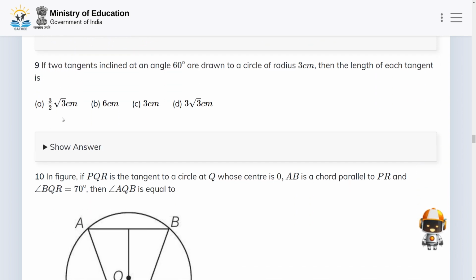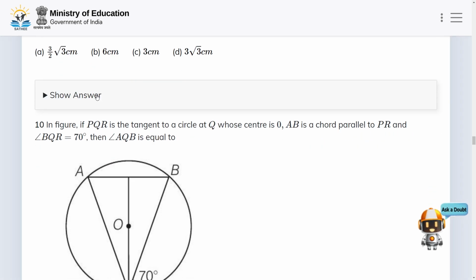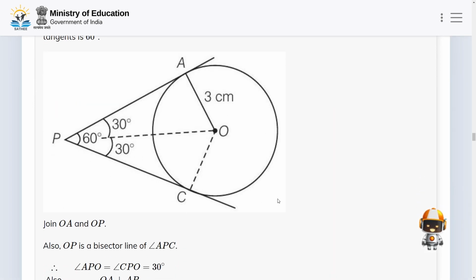And now let us move to next problem. In the next problem, we have: if two tangents inclined at an angle of 60 degrees are drawn to a circle of radius 3 centimeter, then the length of each tangent is what? Okay, so let us solve this problem. First of all, draw the figure.